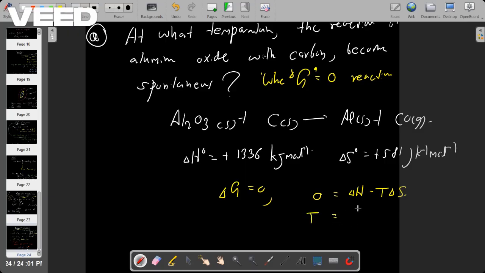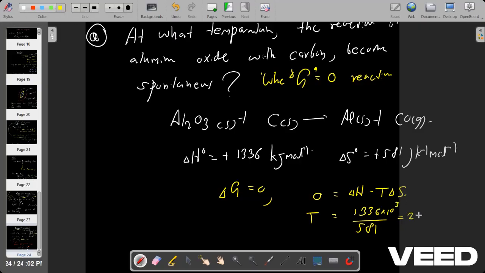The H value is given as what? 1336, and S is 581. It is in kilojoules, right? So therefore, very good observation, it should be 2299 Kelvin. Right, now look at it. Now it is starting to become spontaneous.